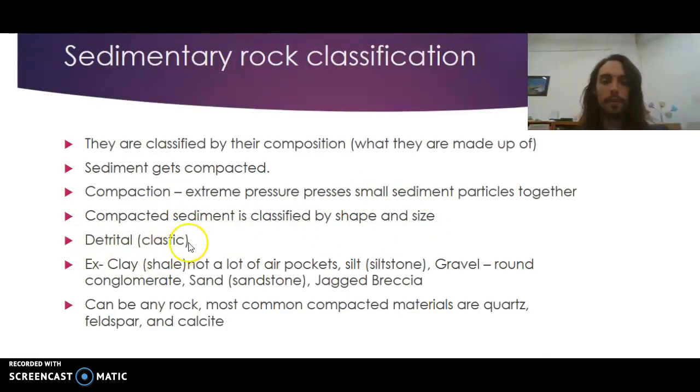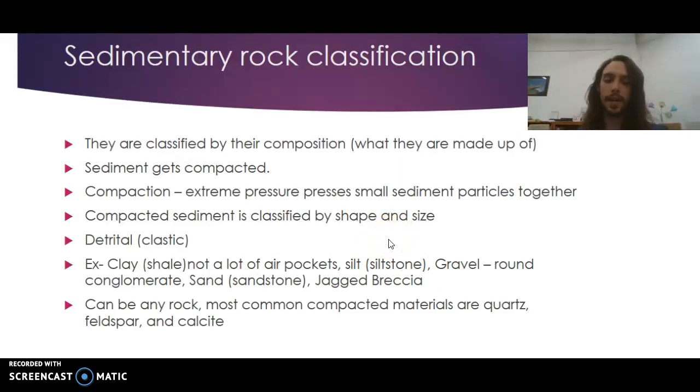And so for detrital or clastic sedimentary rocks, clastic is just another word for detrital, we're going to have these classifications like clay, silt, gravel, sand, and jagged, which is breccia. For clay, a good example of that is shale. There's not a lot of air pockets, so it's very compacted. What it does is hold water very well. Dirt, on the other hand, has a bunch of little micro pockets in it that water can go into. And we've got silt, and its rock is siltstone. That's going to have a little more air pockets.